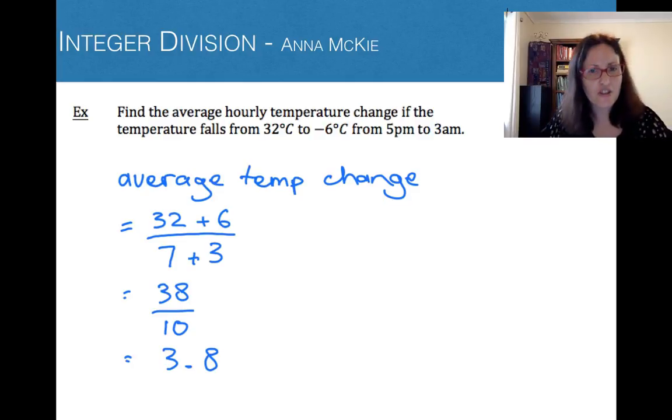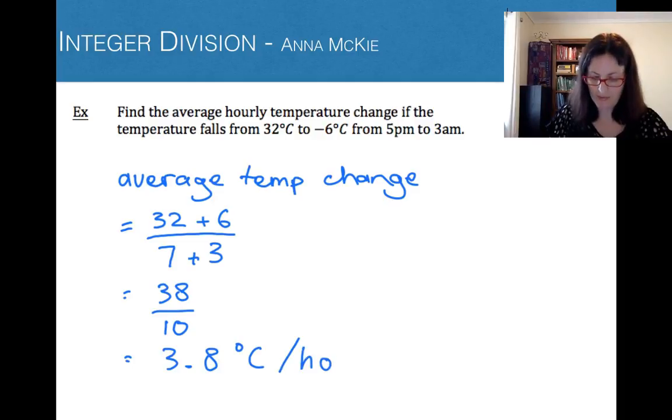We've got to think about the units. So we had degrees Celsius per hour. Have we answered the question? Find the average hourly temperature change. It changed 3.8 degrees per hour.